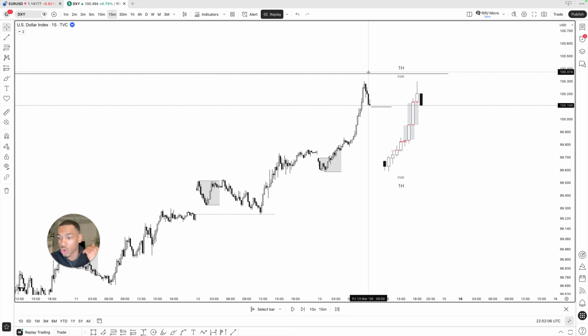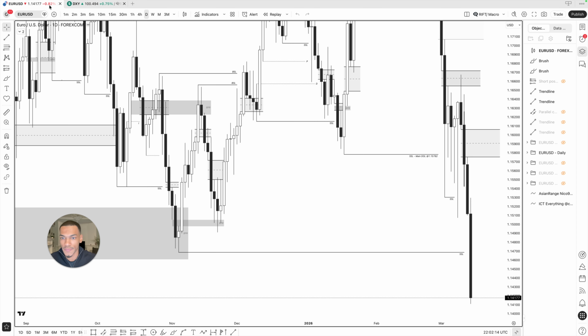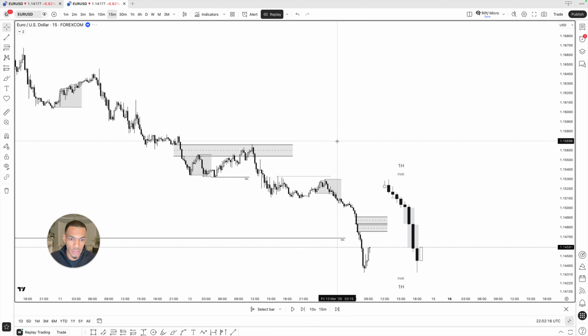So EU, I'm looking for lower prices, right? I'm looking for a correction of that divergence. So I'm expecting lower prices into that draw on liquidity. So going back to EU, right?